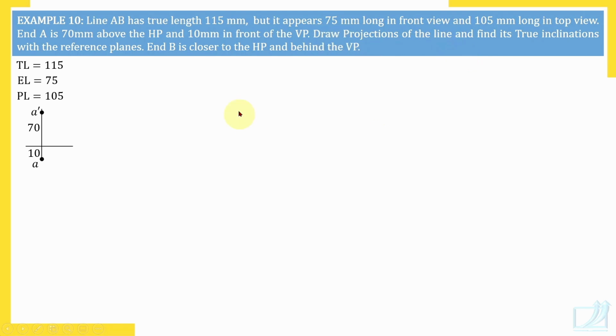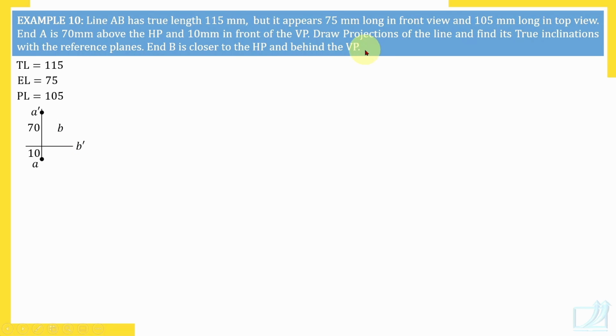Draw projections of the line and find its true inclinations with the reference planes. End B is closer to the HP and behind VP. So information about end B is given in this manner. It is closer to HP. Which view gives details with respect to HP? Front view. So end B is closer to HP. It means B dash must be closer to XY line. It can be above the XY line, it can be below the XY line. That depends. When we complete the drawing, we will come to know. But what is very important, B dash must be closer to XY line.